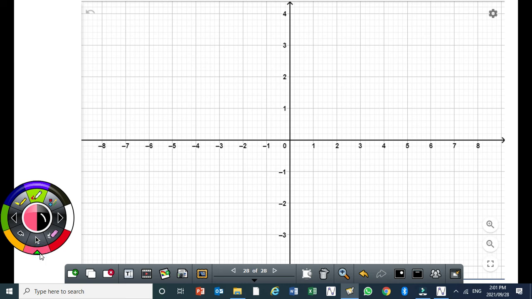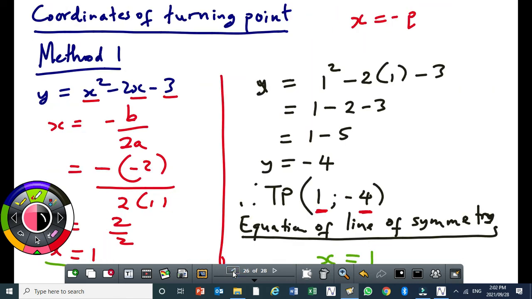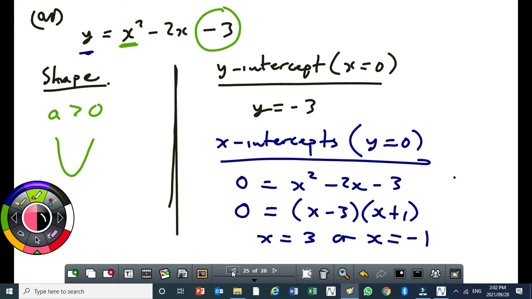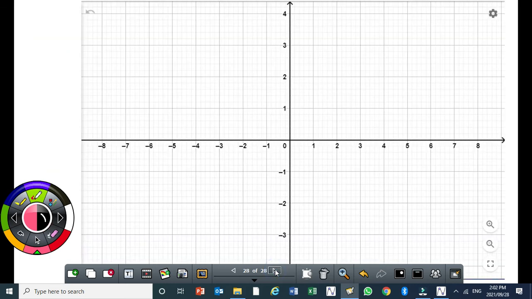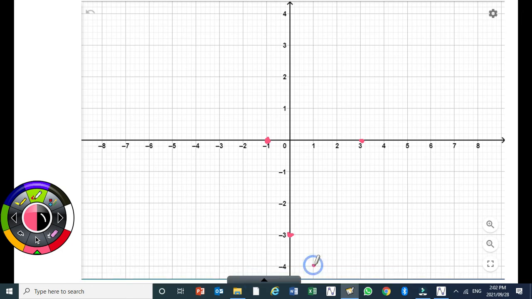Right, let's start with the X intercepts. We have X equal to 3 and X equal to minus 1. So I'll go to X equal to 3, which is here, and X equal to minus 1, that's there. Then the Y-intercept is at minus 3, which is here. Our turning point is at x equal to 1 and y equal to minus 4, so it will be here.